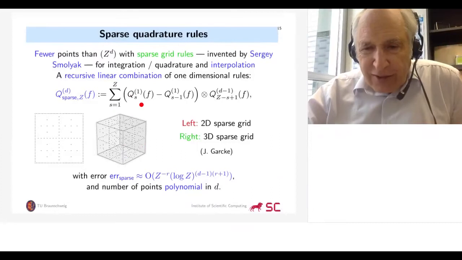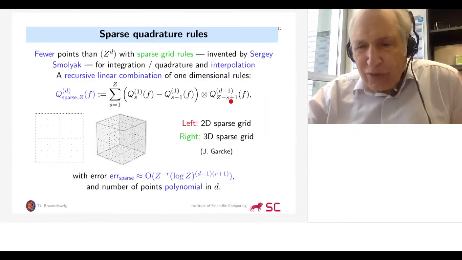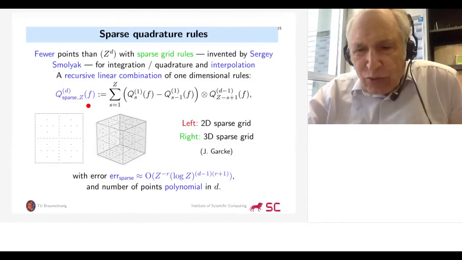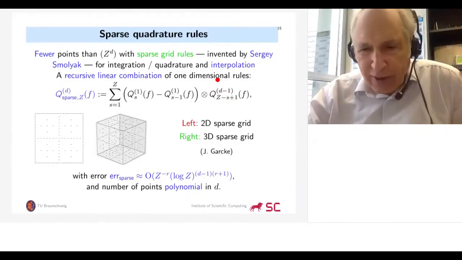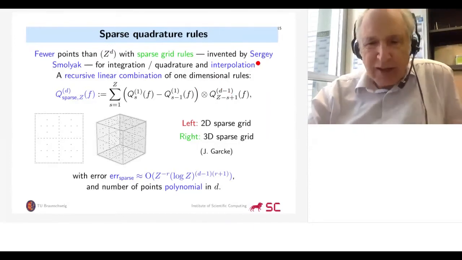And this is this recursive linear combination of one-dimensional rules. So this is the rule with S points, and this is the rule with S minus 1 points. You take differences of them, and then you multiply this with a D minus 1 dimensional rule with these number of points. For this thing, you use again this rule of doing it, but then D drops by another 1. This way it goes all the way down to 1. This was invented by a Russian mathematician called Sergei Smolyak.